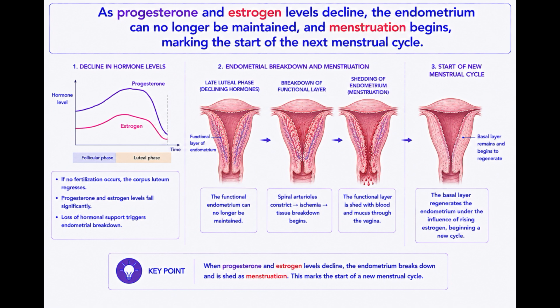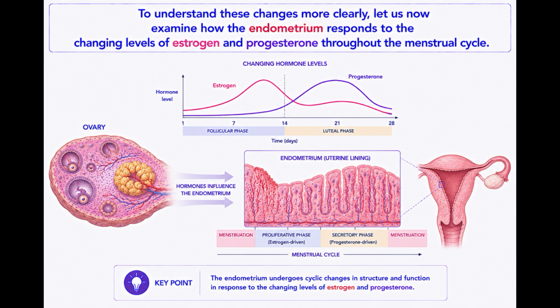As progesterone and estrogen levels decline, the endometrium can no longer be maintained, and menstruation begins, marking the start of the next menstrual cycle. To understand these changes more clearly, let us now examine how the endometrium responds to the changing levels of estrogen and progesterone throughout the menstrual cycle.